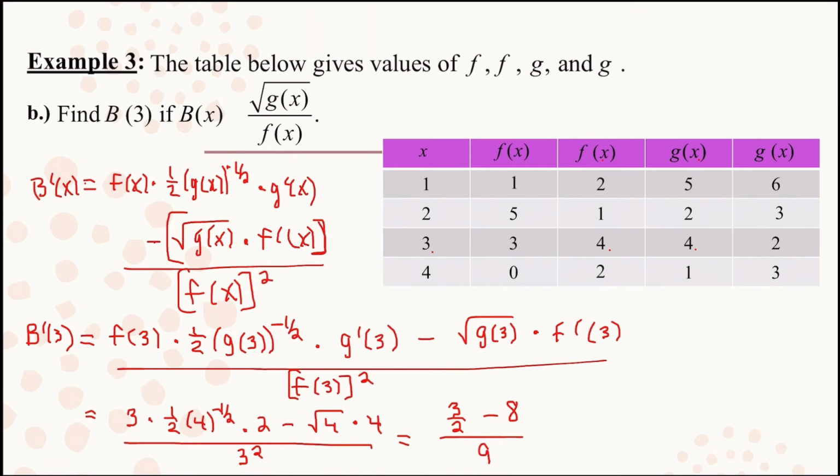So 3/2 minus 8 would give us a negative 6.5, or if you wanted to keep it as a fraction, this is kind of like 16/2. So you get negative 13/2 over 9, and that's kind of like multiplying by 1/9, so that I can get my answer in terms of a fraction, which is negative 13 over 18. Which represents b prime of 3.